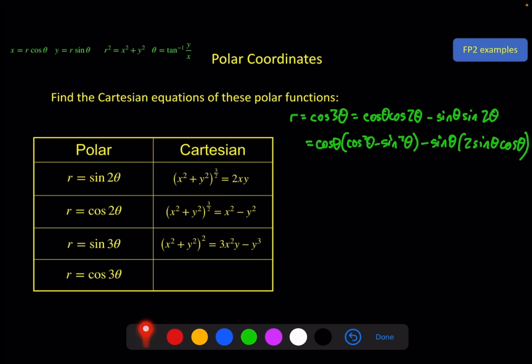This time we have 2 sine squared theta cos theta, and it's a negative. And over here we have another minus sine squared theta cos theta and a cos cubed. So it's very similar format, but subtly different. We get cos cubed theta and a minus 3 cos theta sine squared theta. And on the left still r. Multiply everything by r cubed.